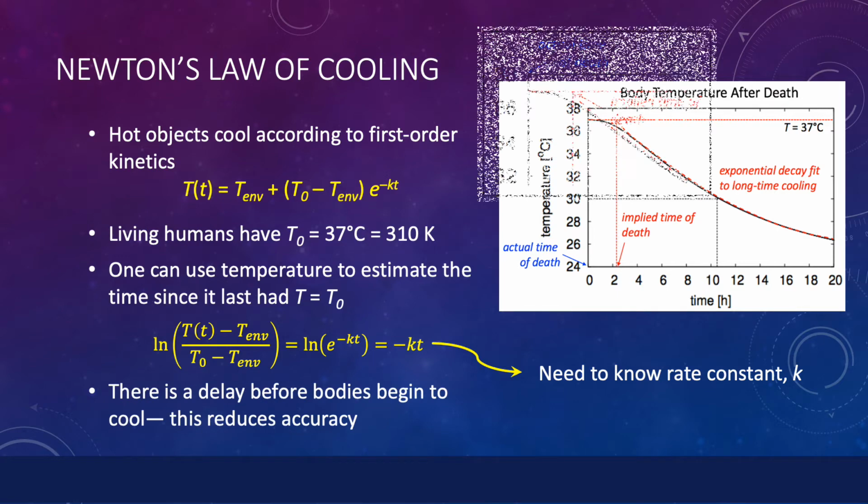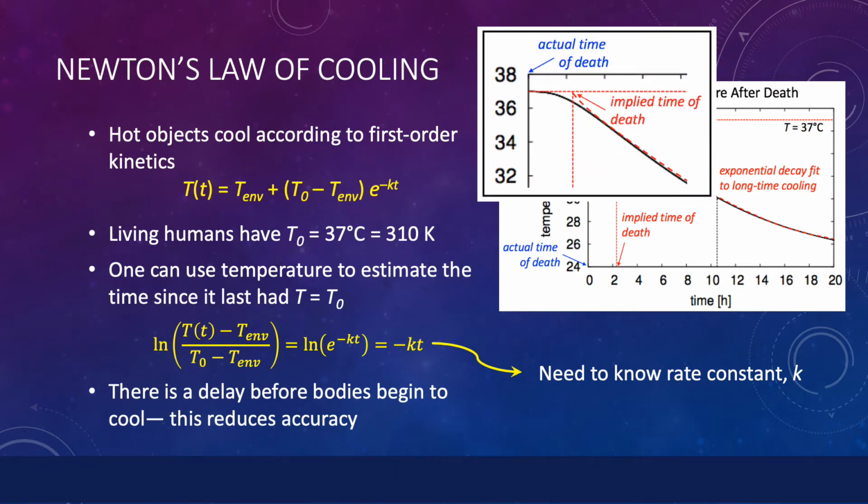The other thing that's going to be a problem is that there is an inherent delay before bodies begin to cool, and this reduces accuracy. So I've put in an inset here at the very top of the diagram that shows the temperature of the body after death and how it cools. And you can see that if we fit an exponential decay to the long part of the curve, it actually comes up and hits the temperature of the body, that is 37 degrees centigrade, at a time that is before the actual time of death. And so that is what we would read as the implied time of death. And you can see that the implied time of death is always later than the actual time of death.